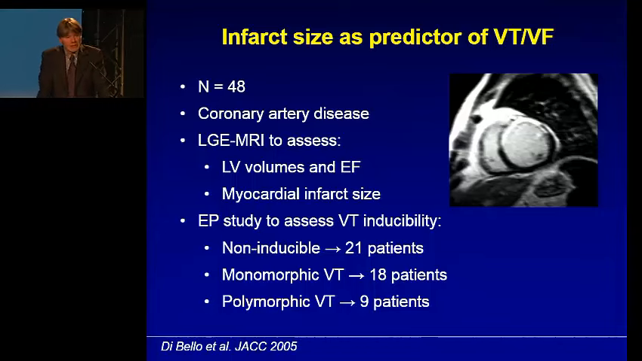This is the first study that was published, coming, I think, from Dan Berman's lab by Dr. Di Bello: 48 patients with coronary artery disease, and they did this MRI looking only at the core infarct tissue. They did an EP study to assess VT inducibility. They saw that 21 patients were not inducible, 18 had a monomorphic VT, and 9 had a polymorphic VT.